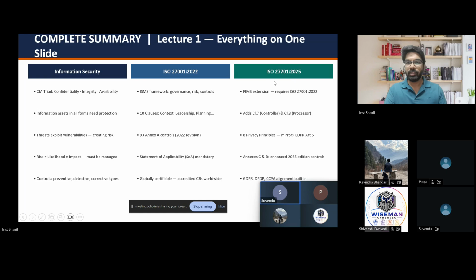And ISO 27701 talks about annexes C and D, which is the enhanced 2025 edition controls. It is globally certifiable, and ISO 27701 has the clauses of GDPR, DPDP, and US CCPA Act alignment built in. So the articles or the sections within GDPR and the DPDP Act align with ISO 27701.